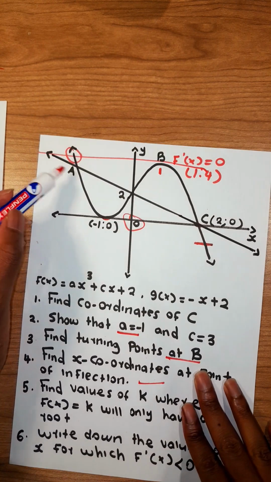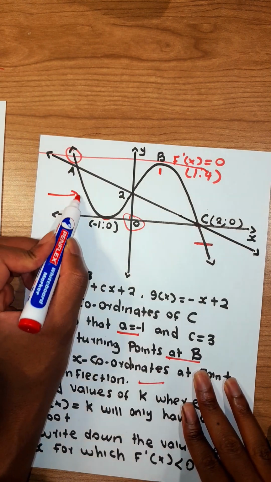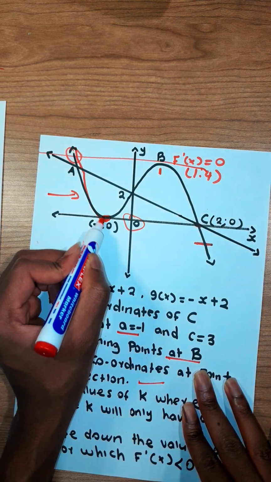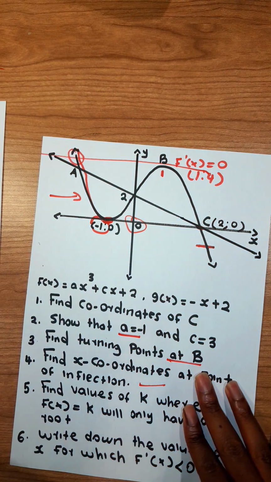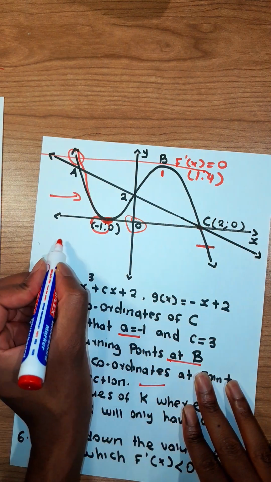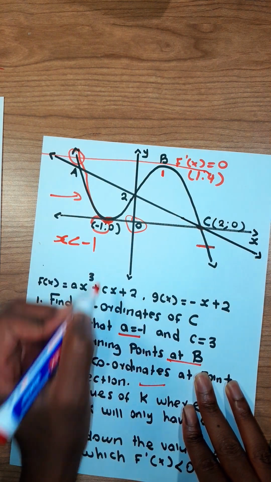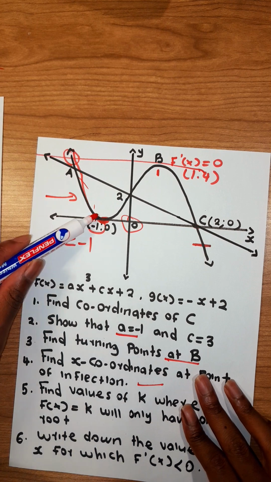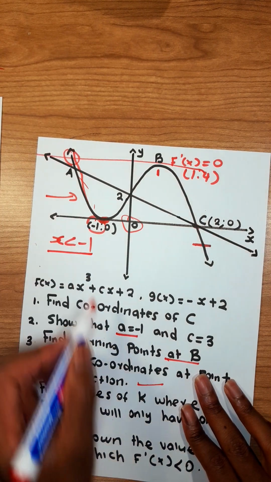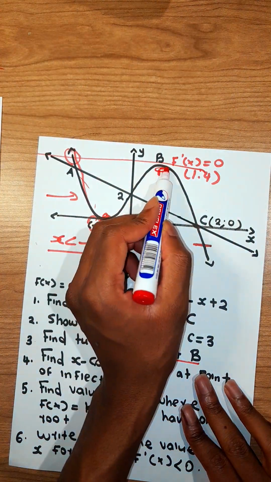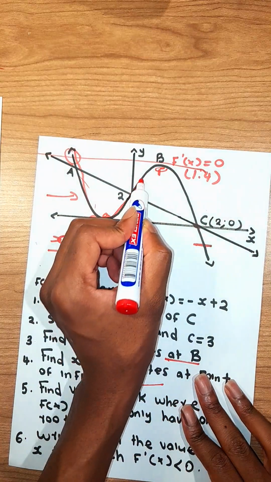If you look at this, from negative infinity until where x equals -1, the graph is decreasing. The graph is decreasing. So our first answer is x less than -1. So from negative infinity until -1, the graph is decreasing. But from x equals -1 to x equals 1, the graph is increasing.